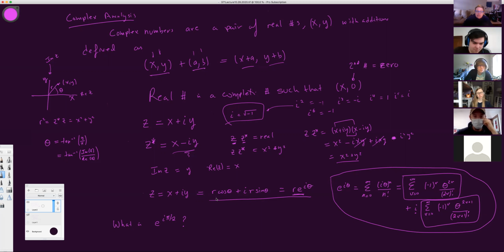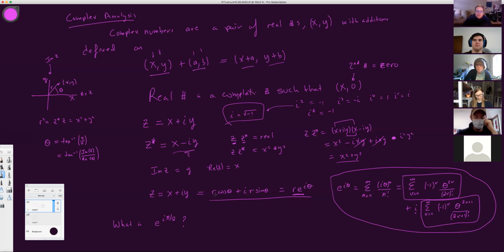Okay, so let's use this formula here, right? So we have r e to the i theta is this stuff. Okay, so what is theta in this equation over here? Pi over 2, sorry, in radians. Yep, right. Good. What is r? It's just 1.